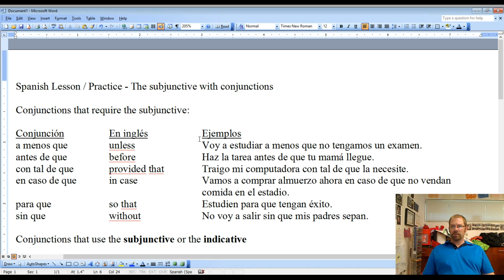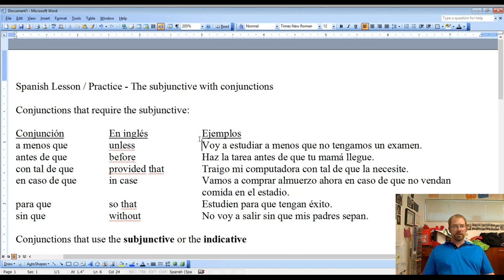This next one is traigo mi computadora con tal de que la necesite. So I'm bringing my computer, provided that I need it. I don't know if I'm going to need it or not, so there's doubt. So necesitar is in the subjunctive. En caso, so vamos a comprar almuerzo ahora, en caso de que no vendan comida en el estadio. We're going to buy lunch right now, just in case they don't sell food in the stadium. I don't know if they sell it or not. That's why it's in the subjunctive.